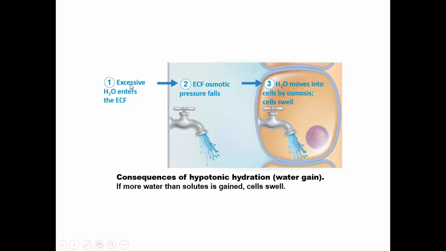So in this case, excessive water enters the extracellular fluid, diluting it. The intracellular fluid is now too concentrated, so water moves from the ECF into the ICF to balance the ionic concentrations between the two fluid compartments.